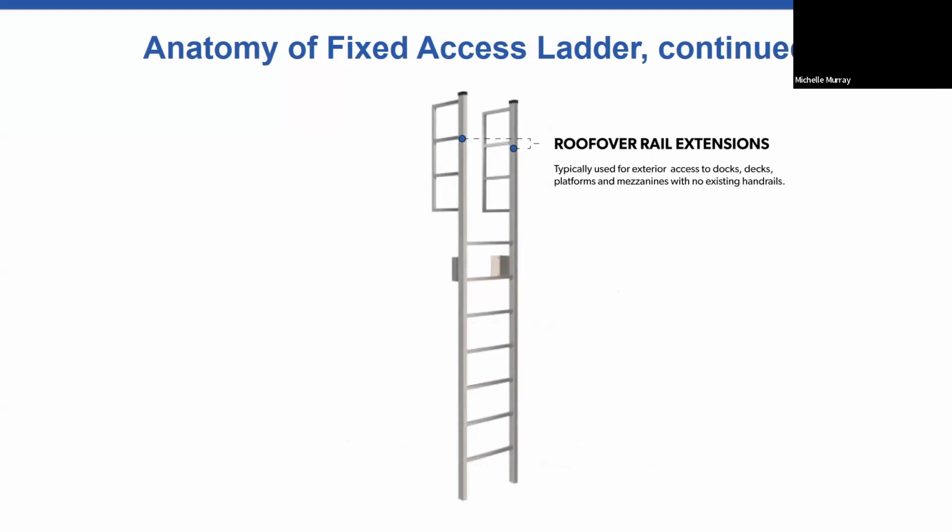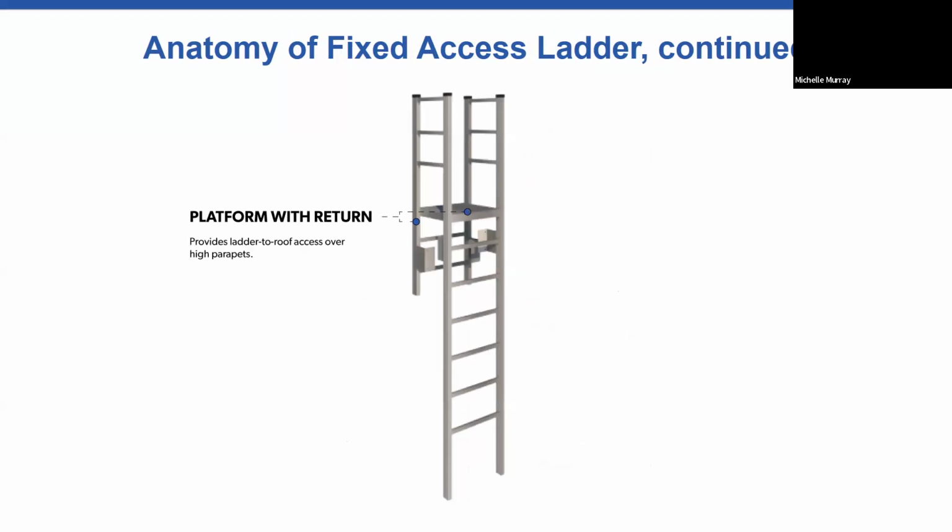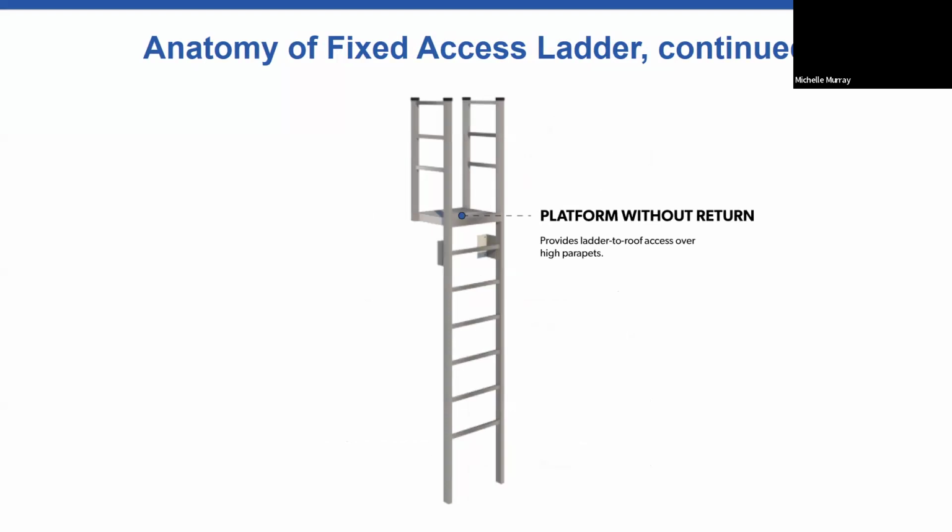Going back to the anatomy of the fixed access ladder, some fixed access ladders will have a roof over rail extension. Some will have a platform with return. Some will have a platform without a return.